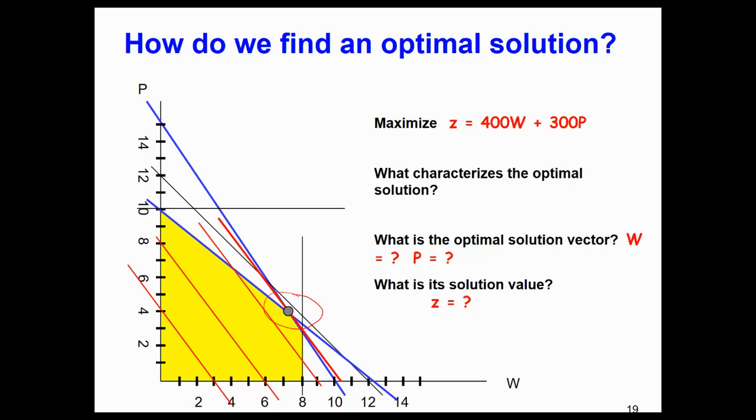Interesting, isn't it? So we settle on the part of finding the optimal solution. The next question: we know this particular intersection is the optimal solution. How do we find the value of my W and the value of my P? Once we find the values of my P and my W, only then can I find the value of my Z, which is my objective function.